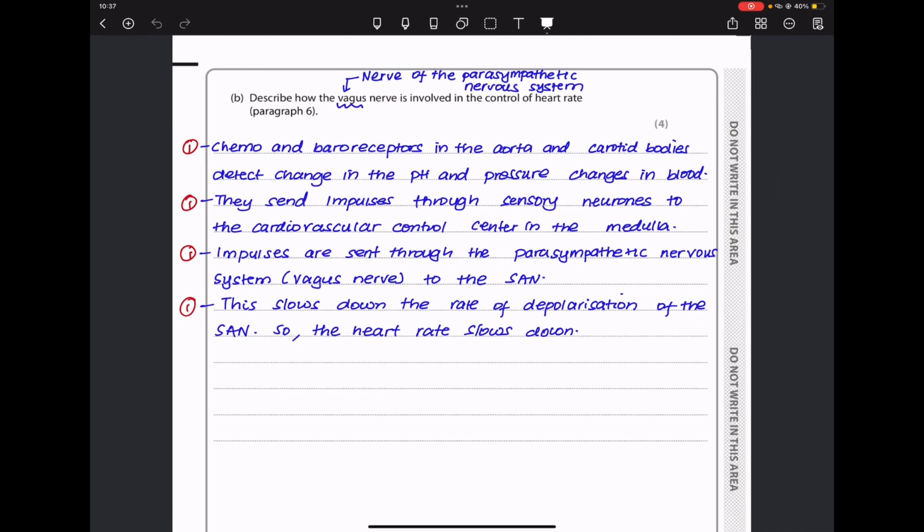In part B, describe how the vagus nerve is involved in the control of heart rate. The vagus nerve includes nerves of the parasympathetic nervous system. So, of course, controlling heart rate begins with chemoreceptors and baroreceptors. I said chemoreceptors and baroreceptors in the aorta and carotid bodies detect change in pH and pressure changes in blood. They send impulses through the sensory neurons to the cardiovascular control center in the medulla, and then impulses are sent through the parasympathetic nervous system, part of the vagus nerve, to the sinoatrial node. This slows down the rate of depolarization of the sinoatrial node, so the heart rate is going to slow down.